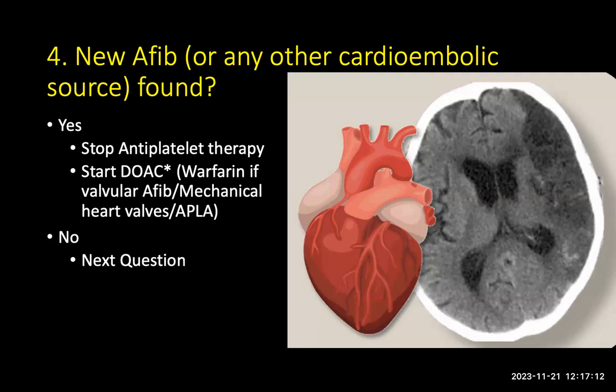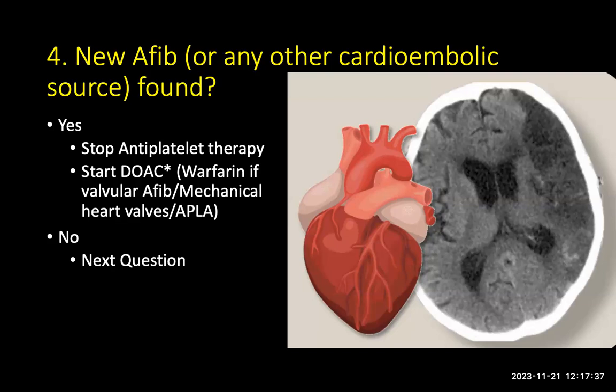So you give them a call or you call them back in, you stop their antiplatelets. So you stop aspirin, you stop Plavix, or if you started just one, you stop their aspirin. And for most indications of atrial fibrillation, you will be starting the patient on a DOAC, which are apixaban, edoxaban, rivaroxaban, or dabigatran.